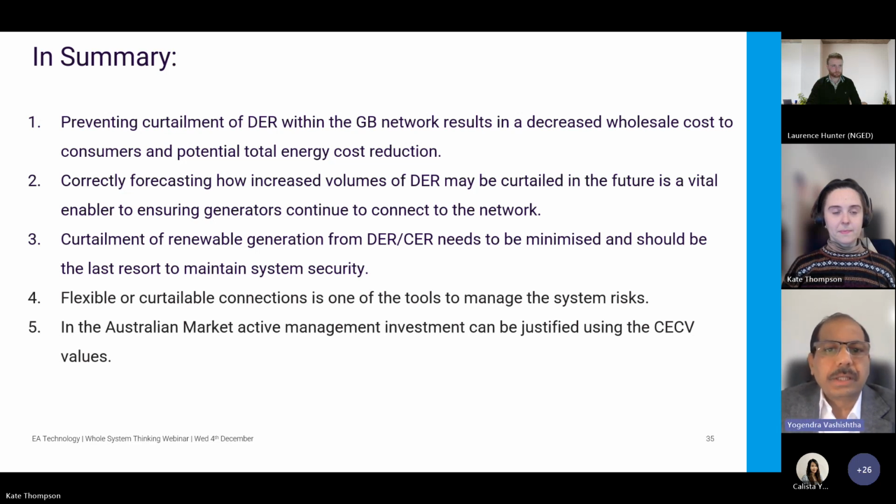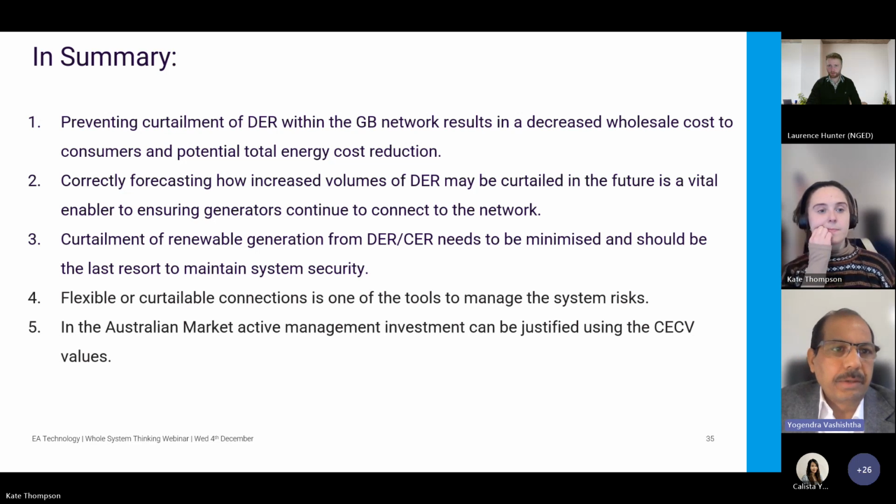So there is a demonstration that will also decrease the wholesale cost. And as Lawrence was saying, that component of the wholesale cost is increasing in the bills. And that is good for the environment also. So yes, if we think holistically, it has many advantages.